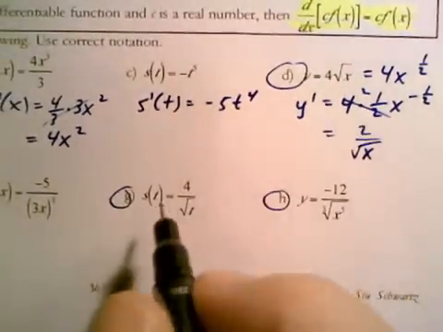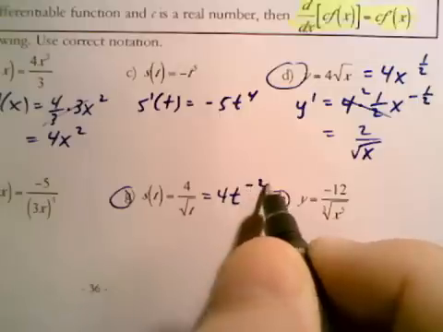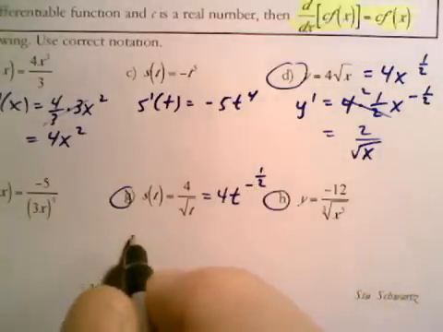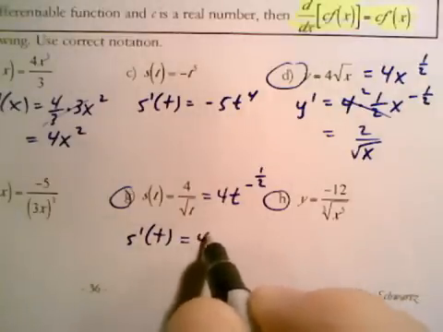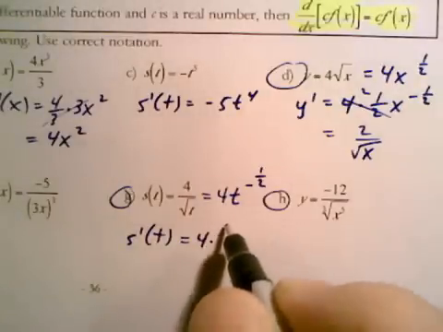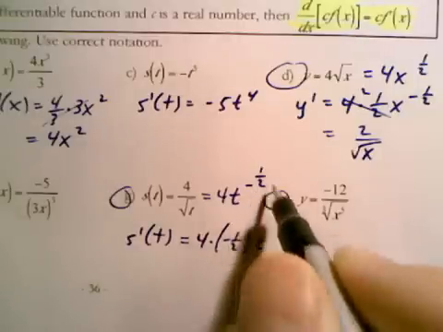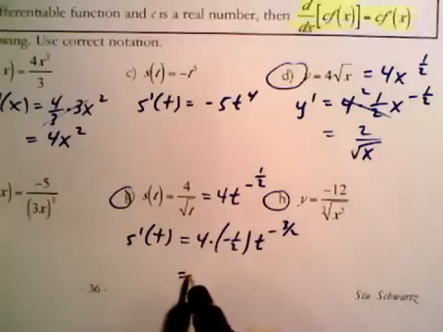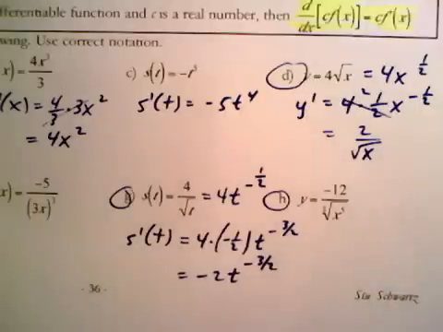And then g, we're going to write this as 4 times t to the negative 1/2. Sorry, I almost put it as negative 2, negative 1/2. And so therefore s prime of t would be equal to 4 times, and then we have the negative 1/2 multiplied by t to the negative 1/2 minus 1, which is negative 3/2. And I'm just going to leave that alone, leave the exponent alone, t to the negative 3/2. We don't have to rationalize, we don't have to simplify too much.